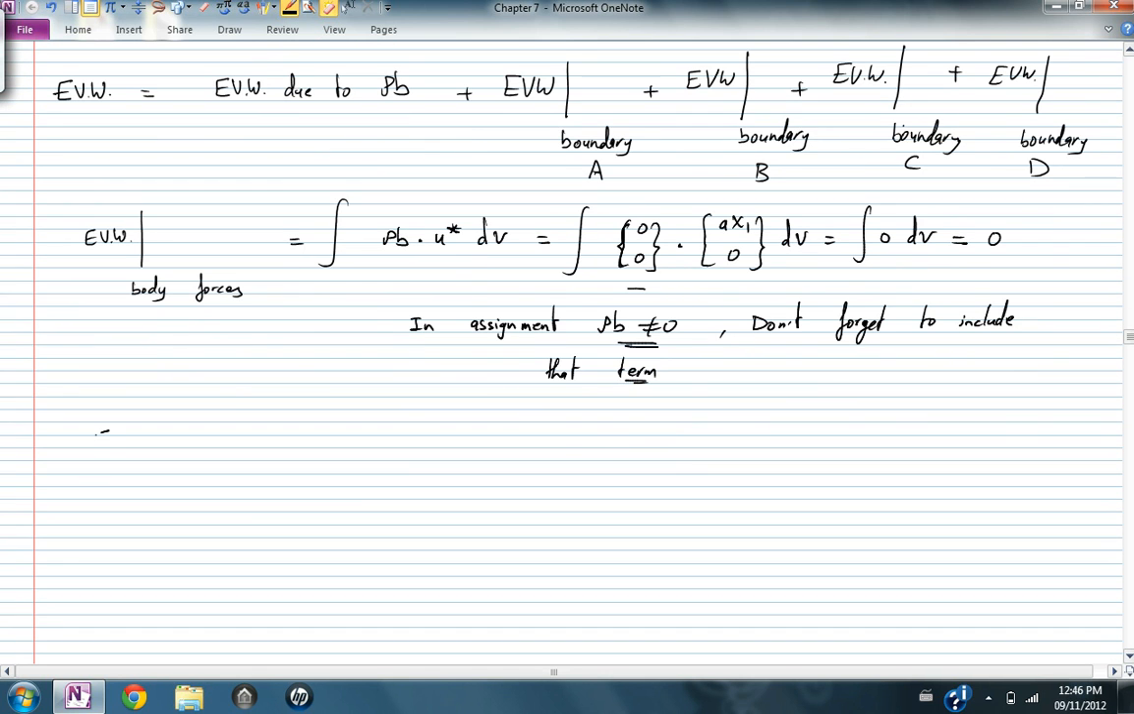Now the external virtual work acting on boundary edge A is equal to T^A dot u star on the surface of the boundary A. So let's just look at the boundaries and analyze the displacements of the boundaries before we calculate the external virtual work on the different boundaries.